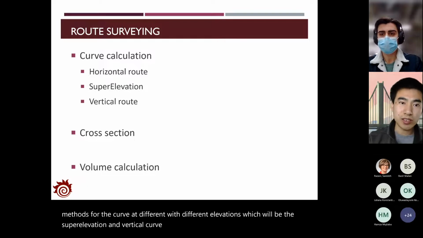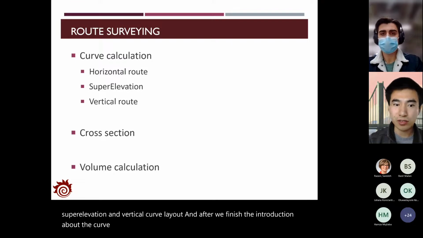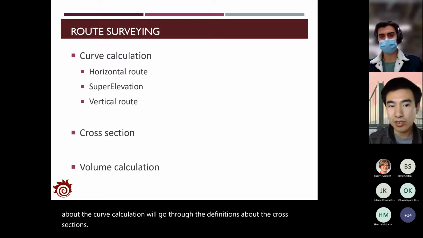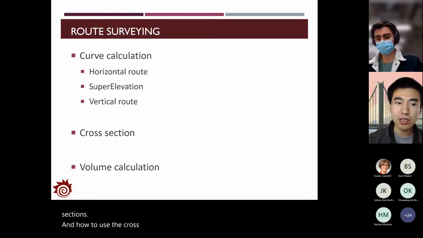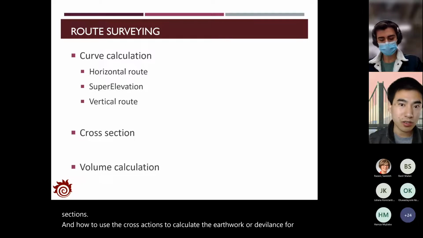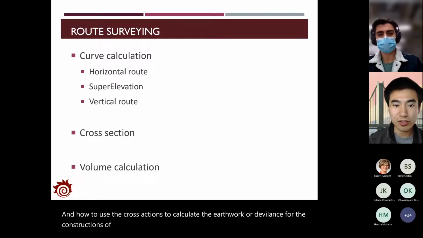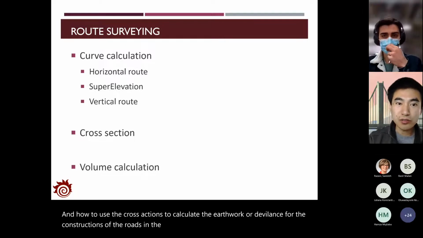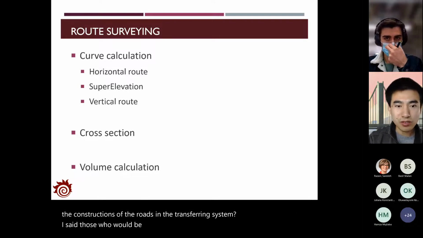And after we finish the introduction to the curve calculation, we'll go through the definitions of cross sections and how to use the cross sections to calculate the earthwork, or the volumes, for the construction of roads in the transportation system. Those are the major contents that will be covered in this chapter.